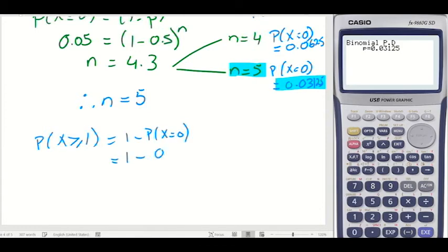And so 1 minus 0.03125 gives me a probability of 0.96815. So there's a 96% chance of getting at least one head if they toss it 5 times.